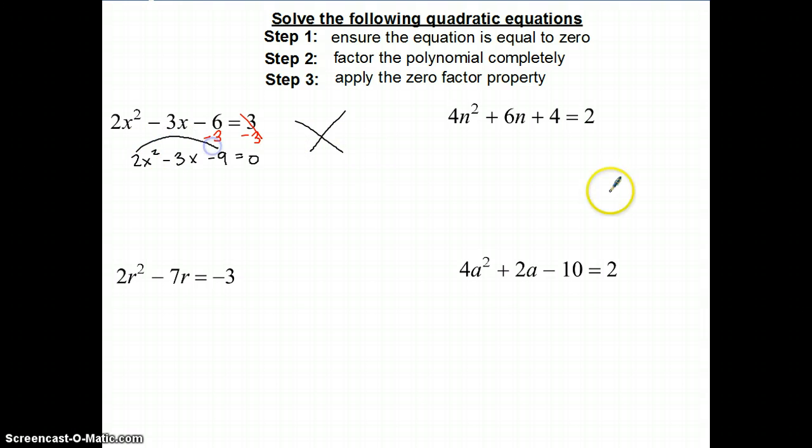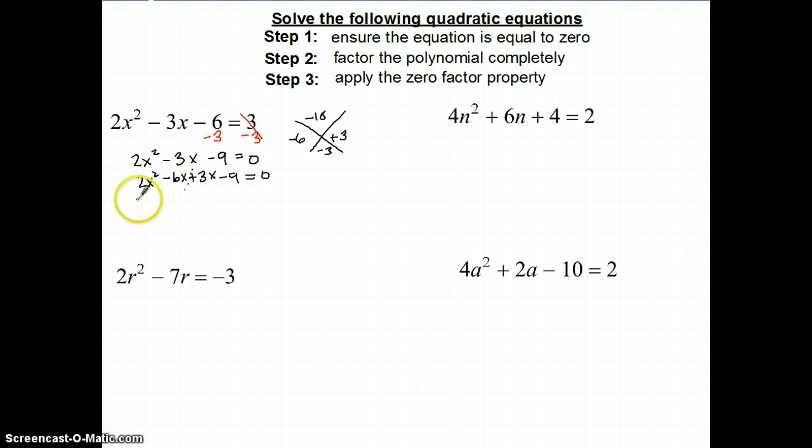Multiplying the front and the last, 2 times negative 9 is negative 18, and that goes on top. On bottom, I have a negative 3. My 2 numbers are a negative 6 and a positive 3. So I rewrite my negative 3x as negative 6x plus 3x. I still have the 2x squared in front and the minus 9 behind.